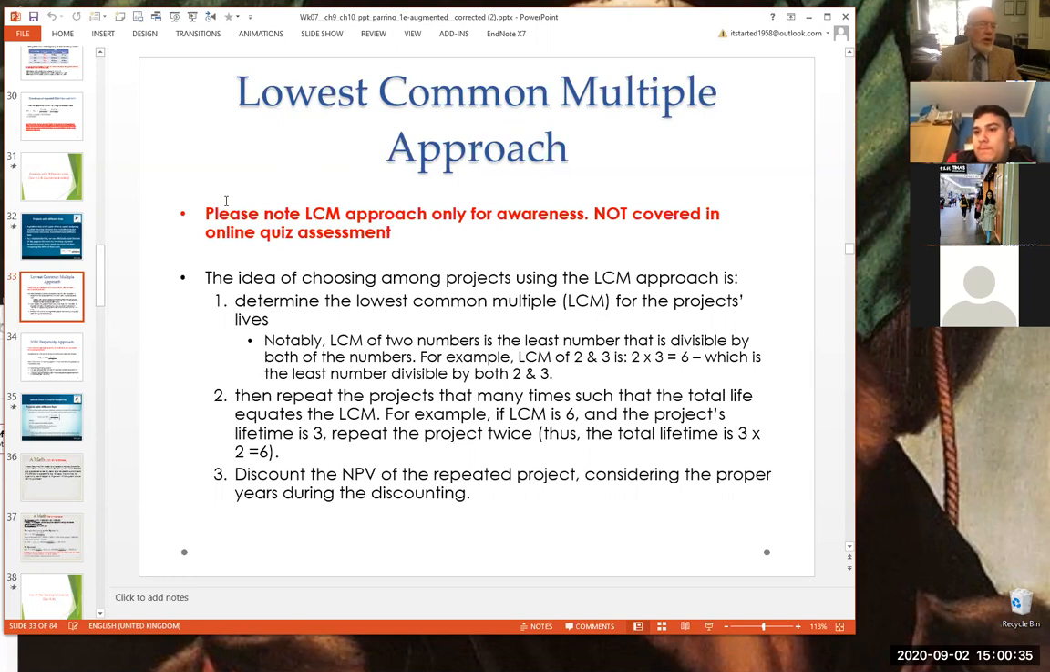When I mentioned like 5 versus 7 for the different years, for different lives, you could conceivably consider the lowest common multiple. The lowest common multiple of 5 and 7 is 35. So you think, okay, I've got a 5-year project and a 7-year project. I'm going to run the 5-year project 7 times. I'm going to run the 7-year project 5 times.